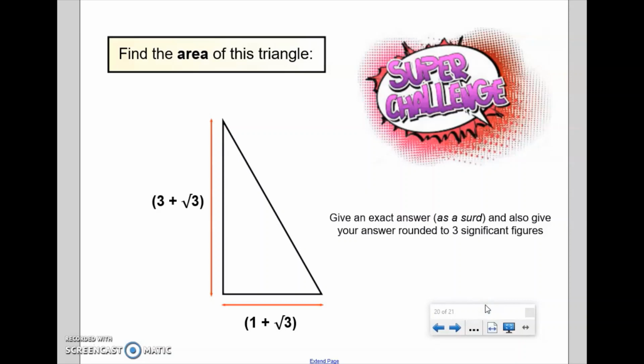Okay, so I've also included a super challenge question here. I'm not going to talk you through the answer. I will show you my solution after you've paused the video, but without any information from me, I want you to have a go and see how would you find the area of this triangle, giving your answer as an exact answer, that is as a surd, but also rounding it to 3 significant figures. Could you pause the video and have a go at this challenge question?